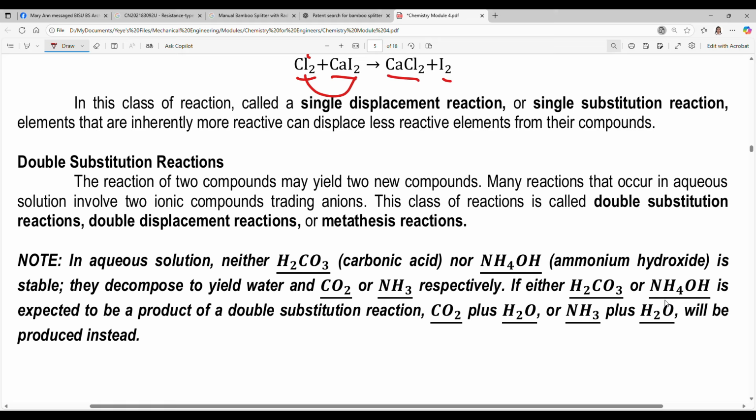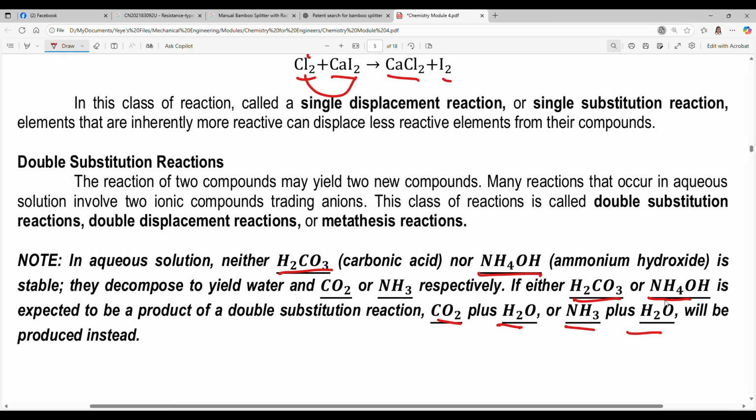Note that in aqueous solution, neither carbonic acid nor ammonium hydroxide is stable. They decompose to yield water and carbon dioxide or ammonia respectively. So if either carbonic acid or ammonium hydroxide is expected to be a product of a double substitution reaction, kinahanglan nimo siya i-disintegrate or i-decompose into carbon dioxide and water or ammonia and water.